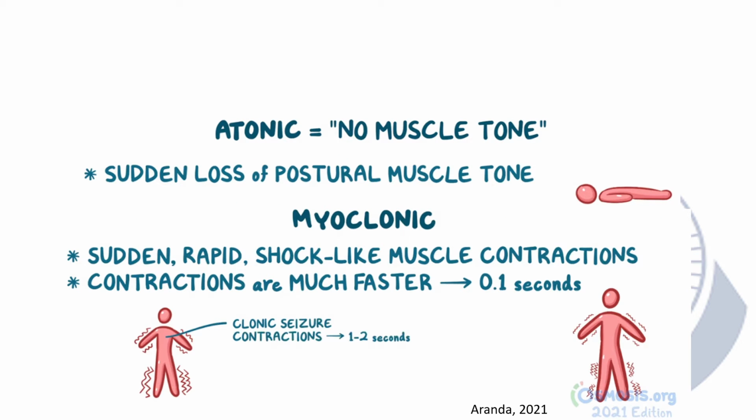An atonic seizure will have no muscle contractions, and patients will experience a sudden loss of consciousness and loss of muscle tone. Myoclonic seizures will have a similar appearance to a tonic-clonic seizure, but as the slide shows, the clonic phase of the tonic-clonic seizure will have regular contractions every 1 to 2 seconds. Myoclonic seizures will have muscular contractions every 0.1 of a second.